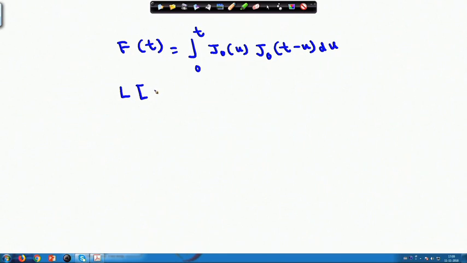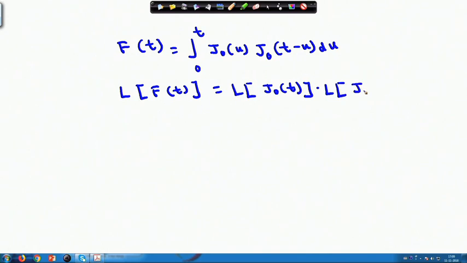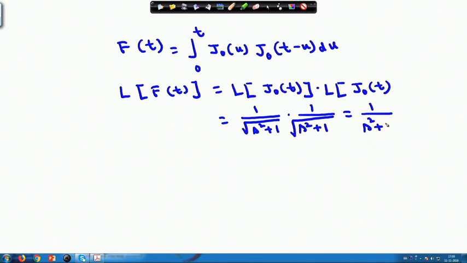If I take the Laplace transform of f(t), I can write directly the Laplace transform of J0(t) into the Laplace transform of J0(t). I am writing this using convolution: this integral is nothing but J0(t) star J0(t). If I take the Laplace transform, I can break it into two parts. So, this equals 1 by root over s square plus 1, which is the Laplace transform, and here also 1 by root over s square plus 1. So, you will obtain this value as 1 by s square plus 1.